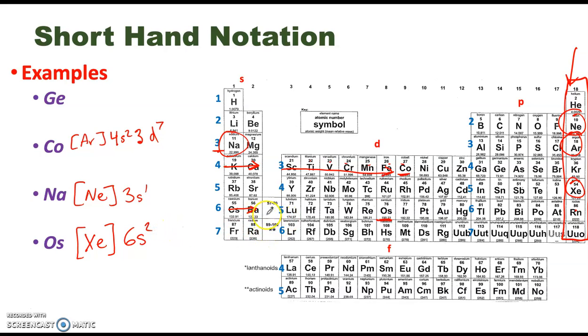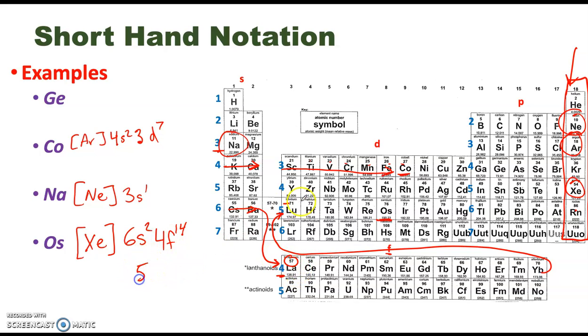Now, the trick here, though, is that after 56, I cannot jump straight across here because this is 71. I've actually got to go down to here. 57 comes next. This is the 4f block. Now, if you count all the way across the f block, it holds 14 electrons, so there's 14 across. After I hit 70, now I come up to 71, because 71 comes after 70.